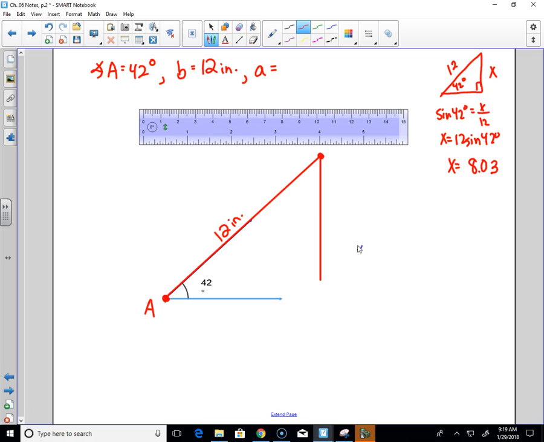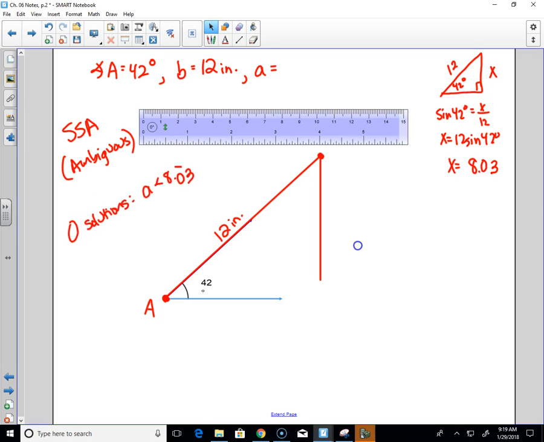this is SSA, this is our ambiguous case. And our ambiguous case has how many different options? 0 solutions. When would it be a 0 solution? If they gave us A is less than 8.03. If they told us that A was 7, or 6, or 5, or 4, or 3, or 2, or 1, it's not going to work. There are going to be no possible solutions at all, because 8.029 is the very shortest that side can be just to connect straight. So for 0 solutions, they're going to give me something smaller than that.